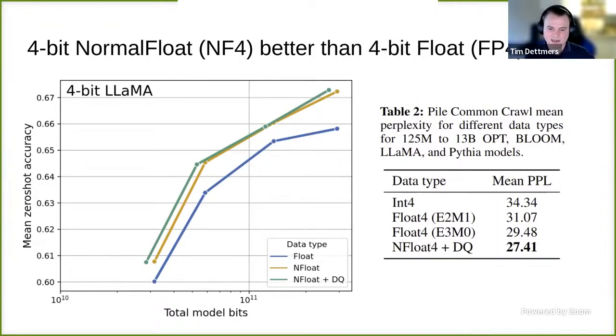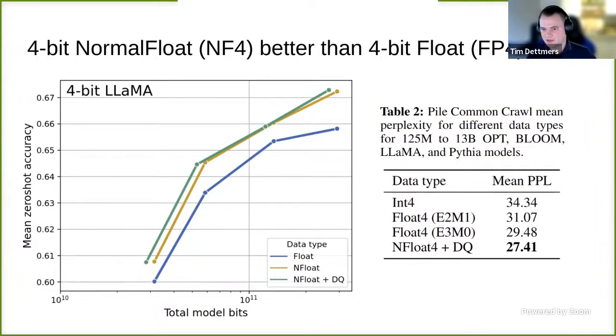Here we see, again, a k-bit inference scaling law plot. And what we find is that the information density for float in blue is lower than normal float in orange and green. And green is also with double quantization. We see double quantization also works. It's a little bit better information density, but we save more memory. So we can actually compress larger models into smaller GPUs.